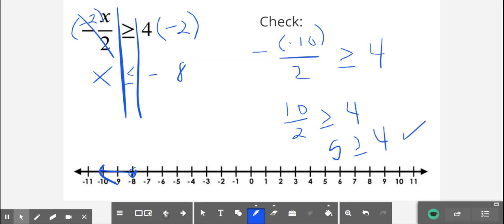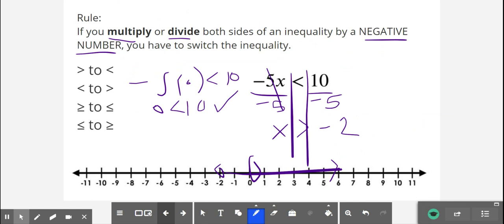So again, the rule that we have to remember is that multiplying or dividing by a negative number, we have to switch the symbol. Less than, and same thing, greater than or equal to and less than or equal to.